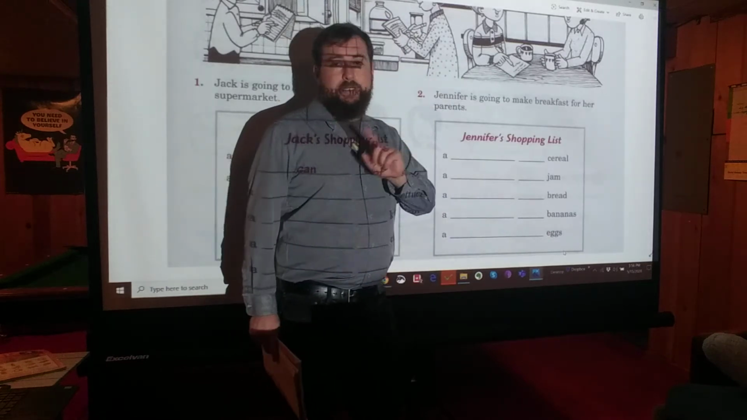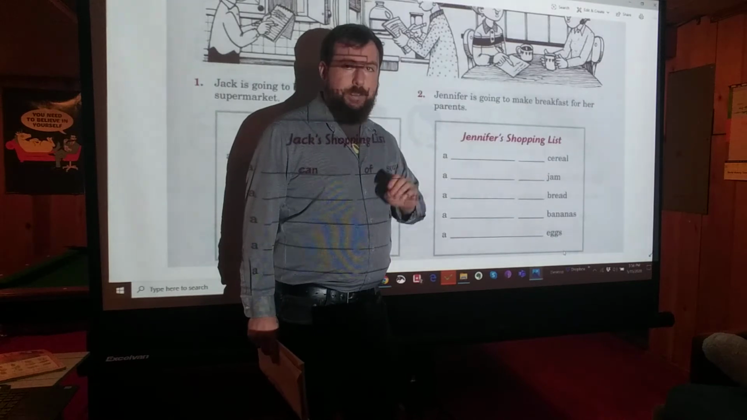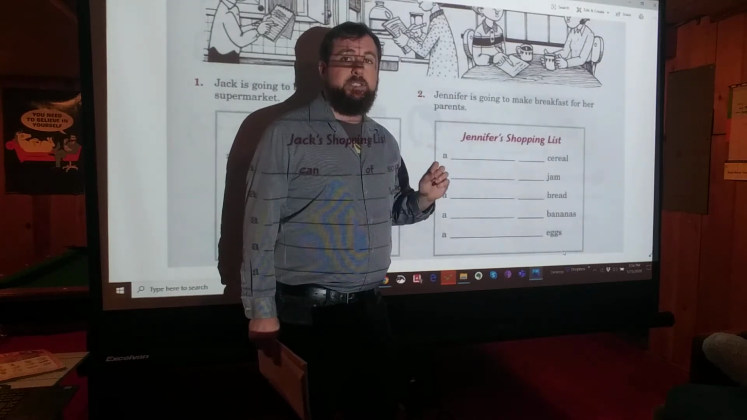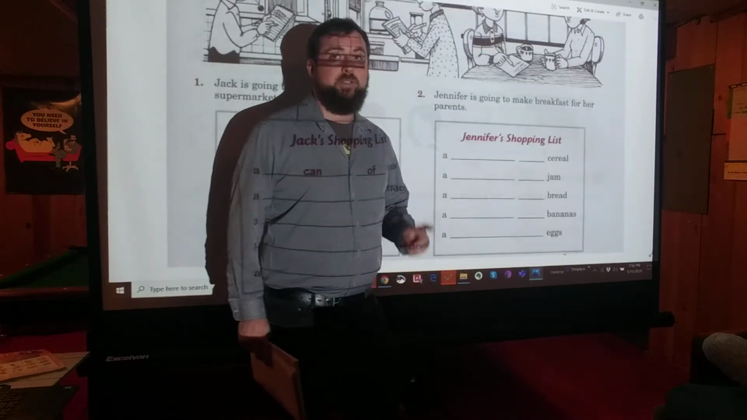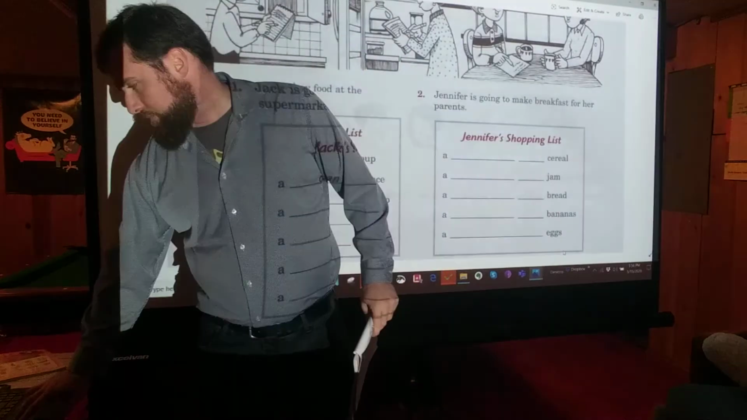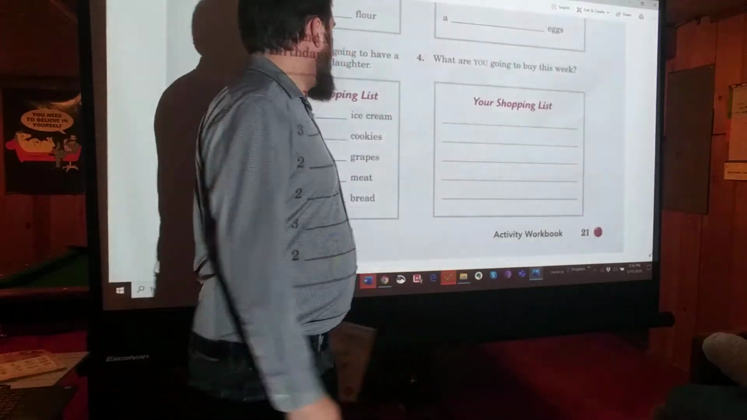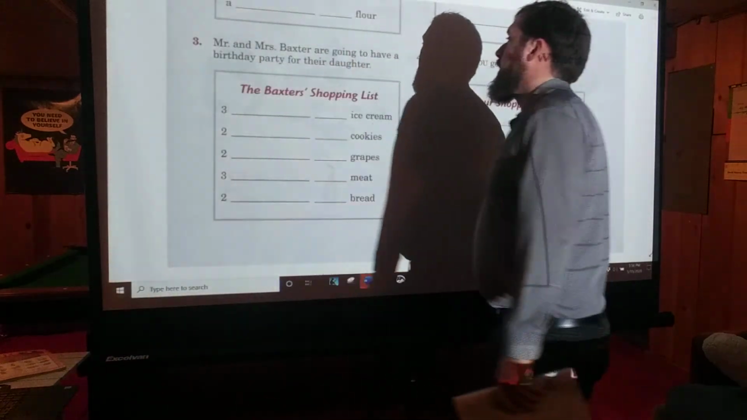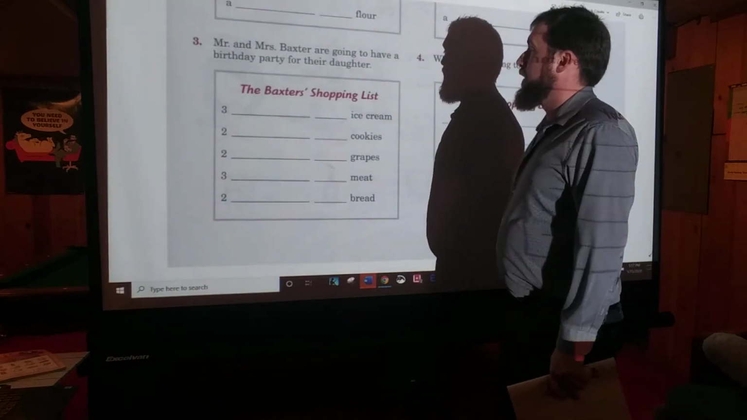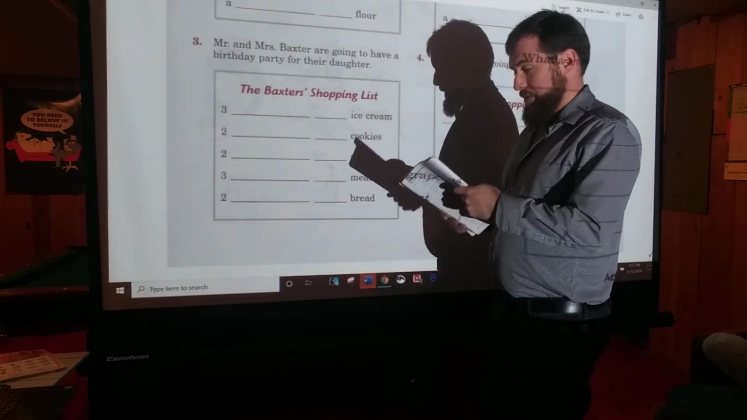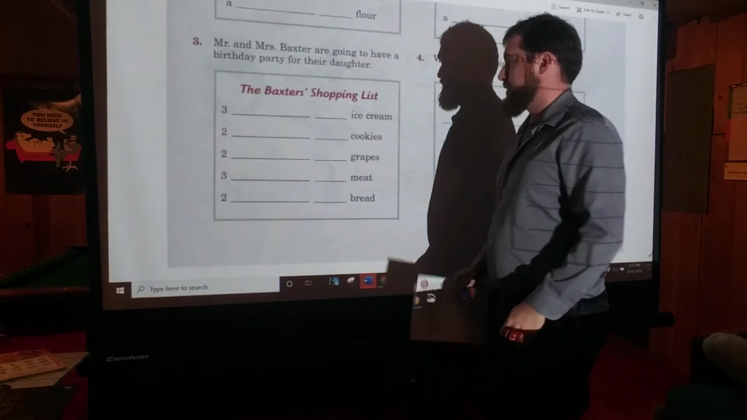Notice we didn't say a dozen of eggs. The word dozen is different. The word dozen just means 12. So a dozen eggs means 12 eggs. Number 3. Mr. and Mrs. Baxter are going to have a birthday party for their daughter. The Baxters' shopping list. A pint of ice cream.